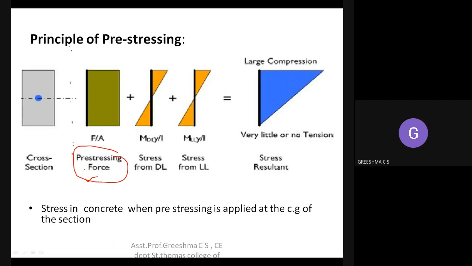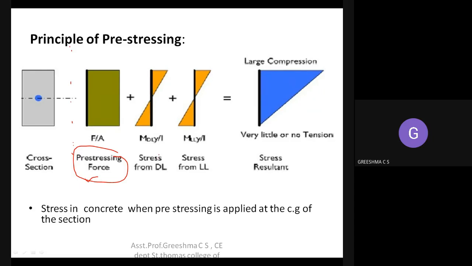Because of that pre-stressing, a stress will be introduced in the concrete section. Okay, I will tell it once again. Because of the pre-stressing, a stress will be introduced in the concrete section. So that's the first one. That is the stress due to pre-stressing force. Second one is due to the applied load.